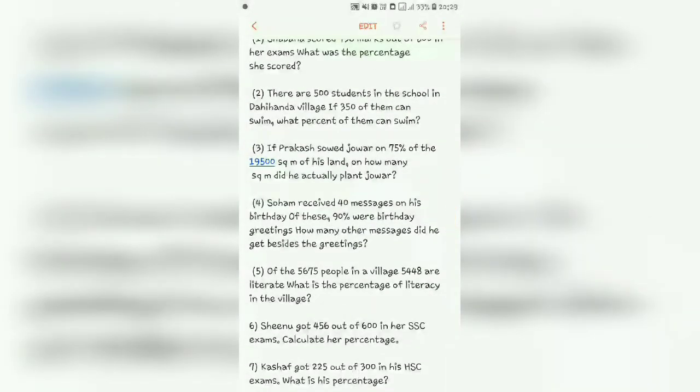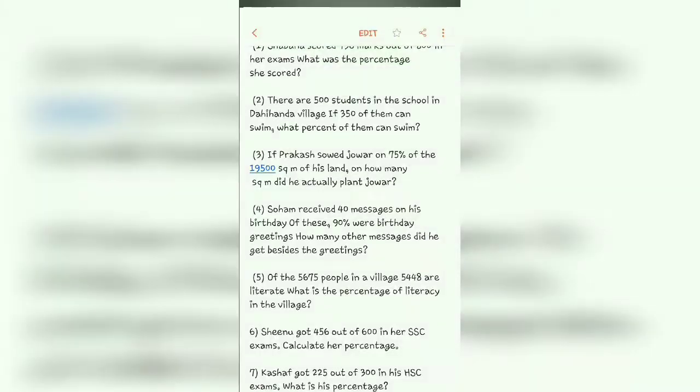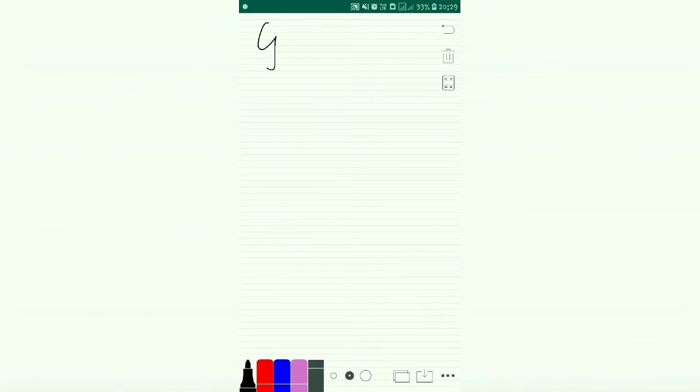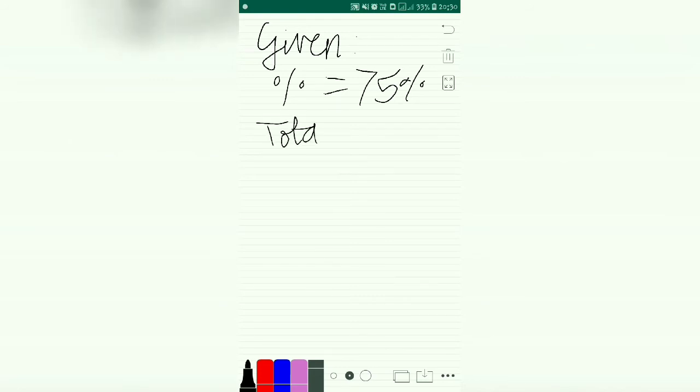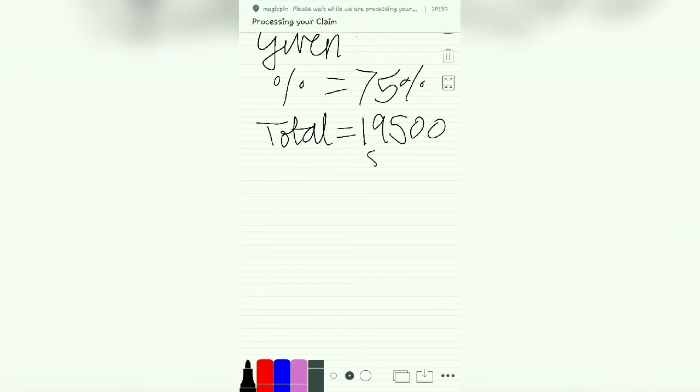Let us do the third question. If Prakash sold jawar on 75% of the 19,500 square meter of his land, on how many square meter did he actually plant jawar? So given numbers to us are percentage, that is 75%, and total, that is 19,500 square meter.